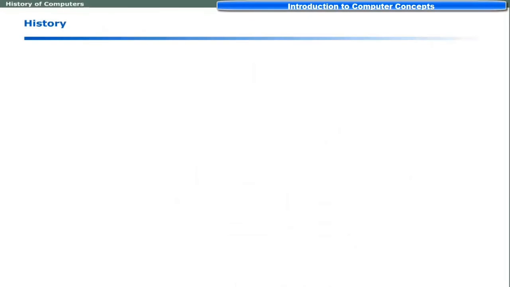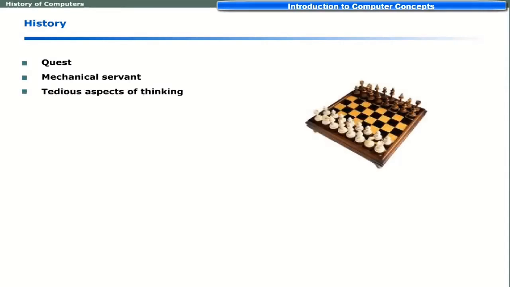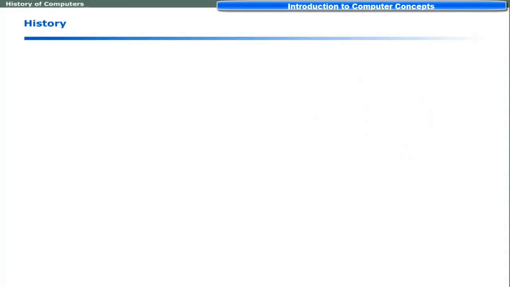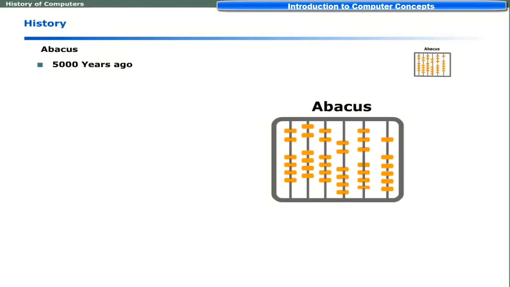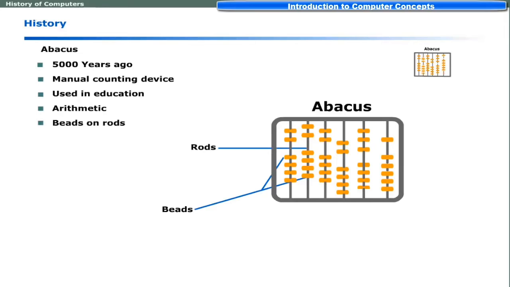Dear learners, the quest for a mechanical servant that could free people from tedious aspects of thinking is centuries old. It started with the introduction of abacus some 5,000 years ago. Abacus is considered the original manual counting device. It is still used in education to demonstrate the principles of arithmetic. This device contains beads on rods. Calculations are made by positioning the beads upward or downward.